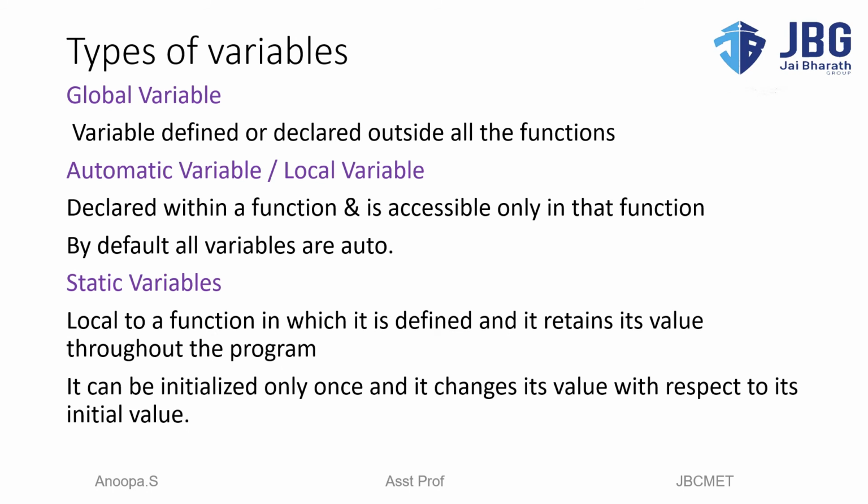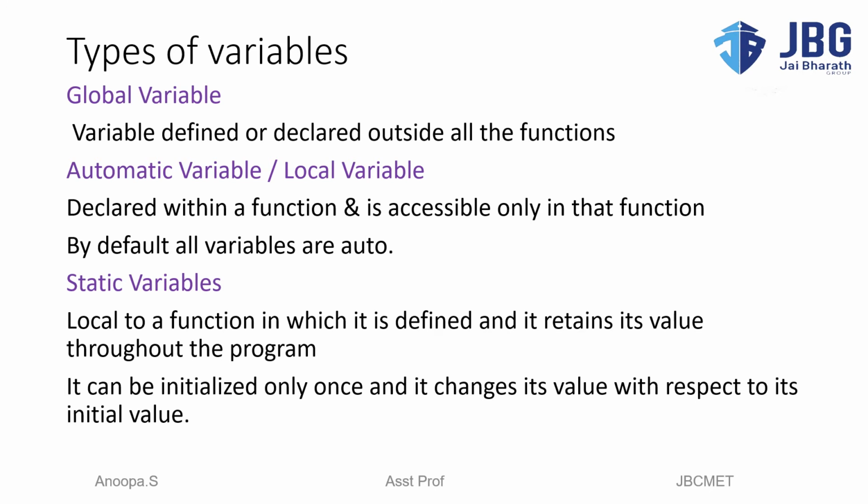Now we'll see the types of variables. Since we have global functions, local functions, etc., variables also have these categories. First one is the global variable. A variable defined or declared outside all the functions is called a global variable and can be accessed by all functions. An automatic variable or local variable is declared within a function and is accessible only in that function. We do not have to specify any keyword auto for that, because variables declared within a function are automatically considered automatic variables.